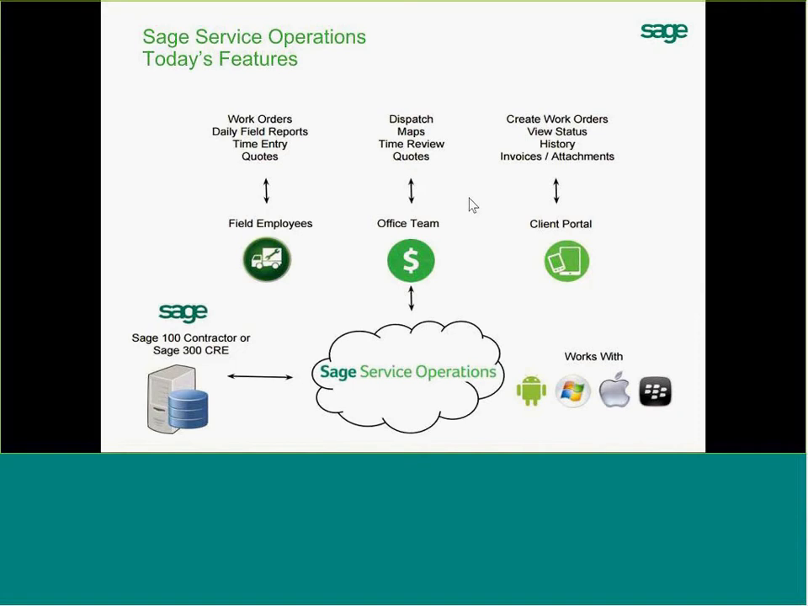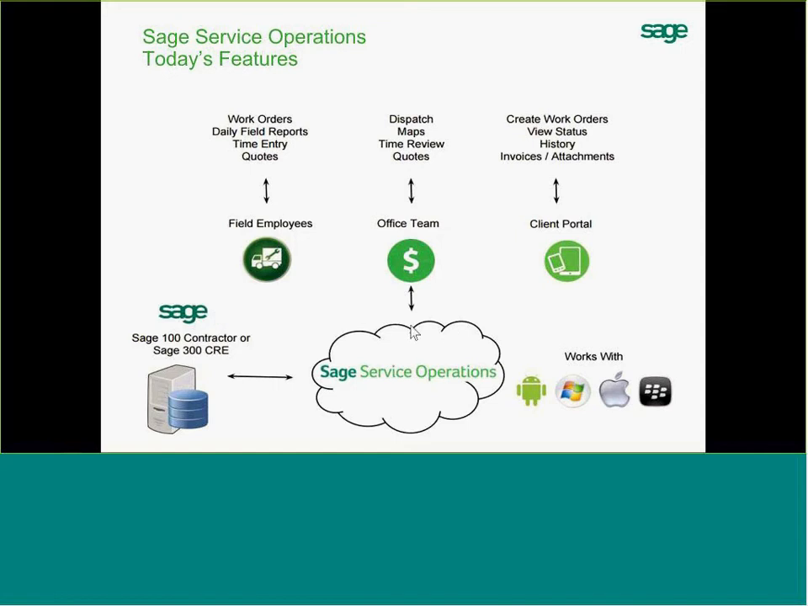And I'd like to start out just by reviewing the high-level, 30,000-foot view: what's the architecture, what type of individuals within my organization can use the software, and in what roles. As Corey had mentioned, Sage Service Operations has been around for several years now, and it works with both Sage 300 and Sage 100. Today we're going to mostly talk about the Sage 300 aspect of the product.